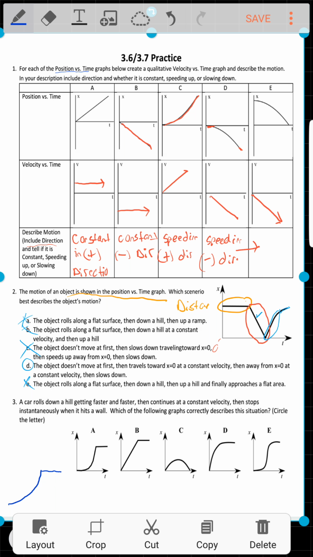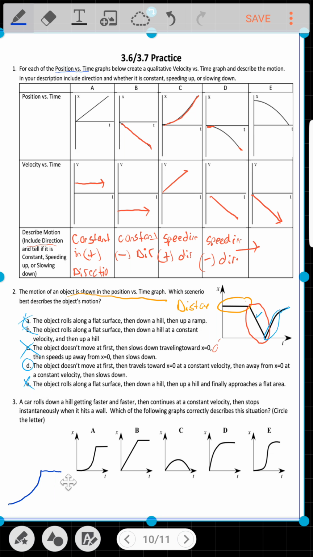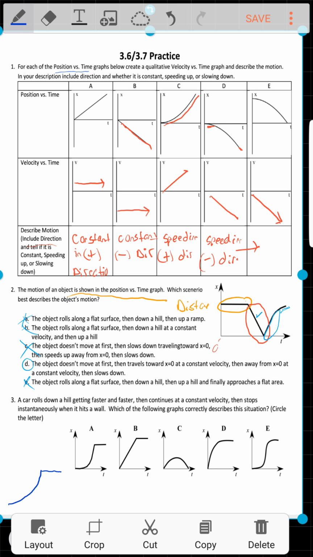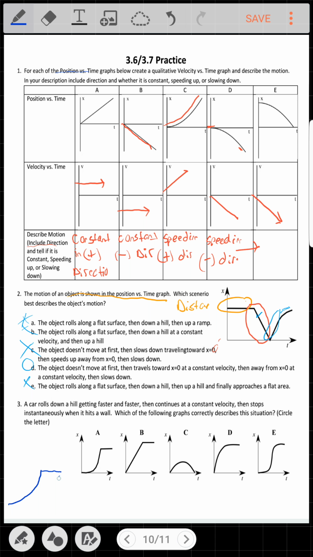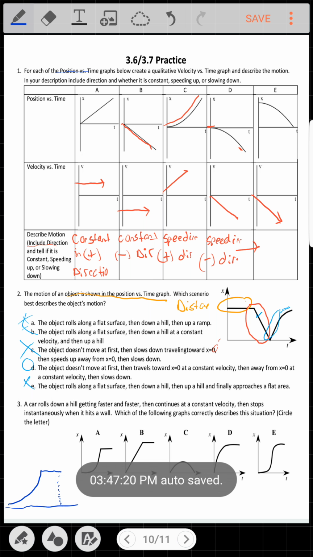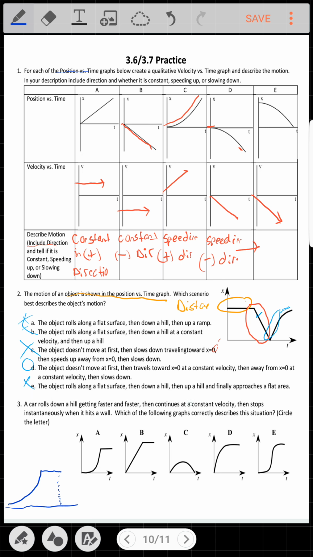So I track that. And dot, dot, dot, dot, dot. This is my line. Dot, dot, dot. Don't move, right? I'm not moving. Time is going on, but I'm still not moving. So which one of those has an increase in velocity and then a constant velocity and then stops? So I look through here. Our car rolls down the hill, getting faster and faster, then continues at a constant velocity, and then stops.